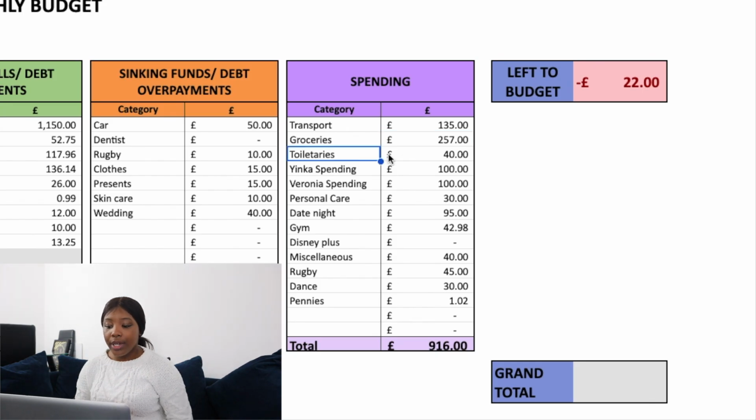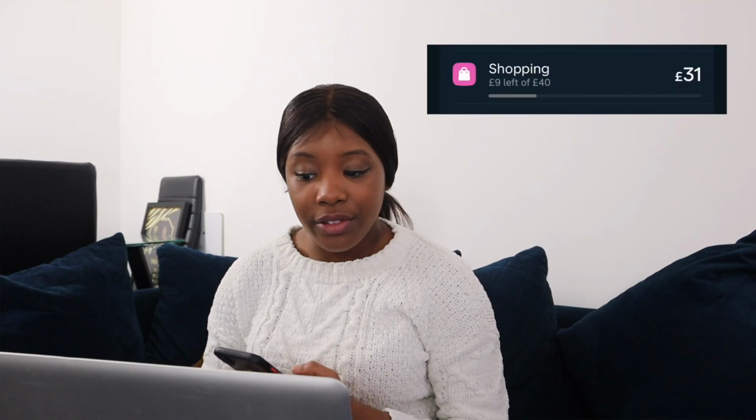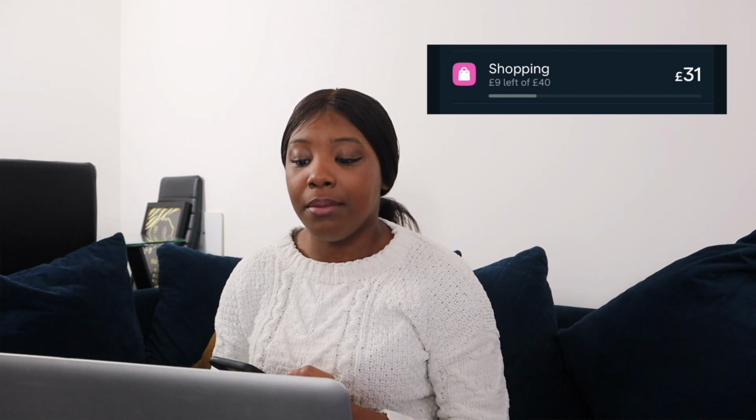Moving over to toiletries, we had an original budget of 40, but for toiletries this time we went under, which we usually do go under, to be honest, and instead of 40 we ended up spending 31. So that definitely helped when it came to the budget.